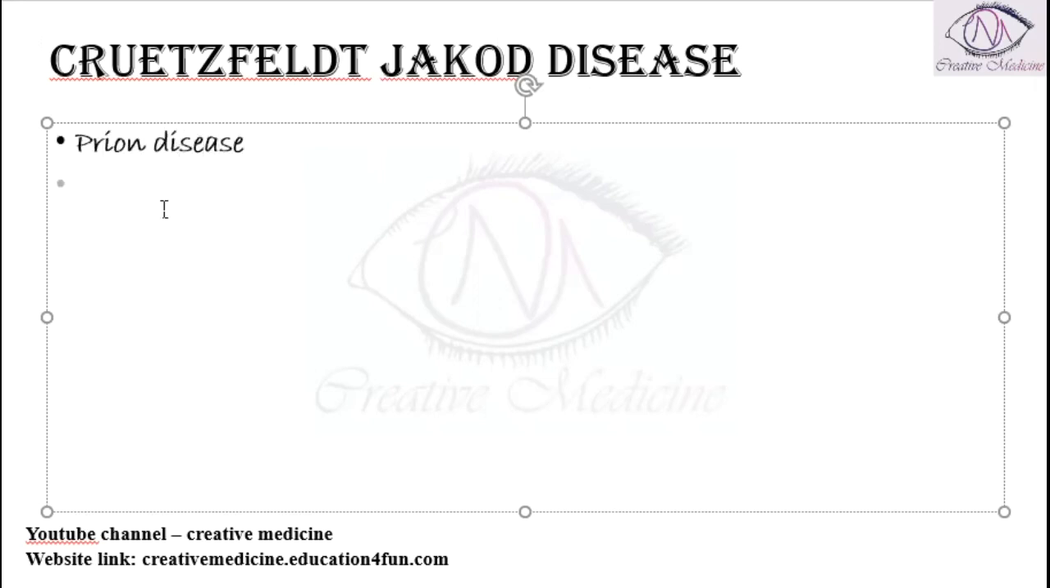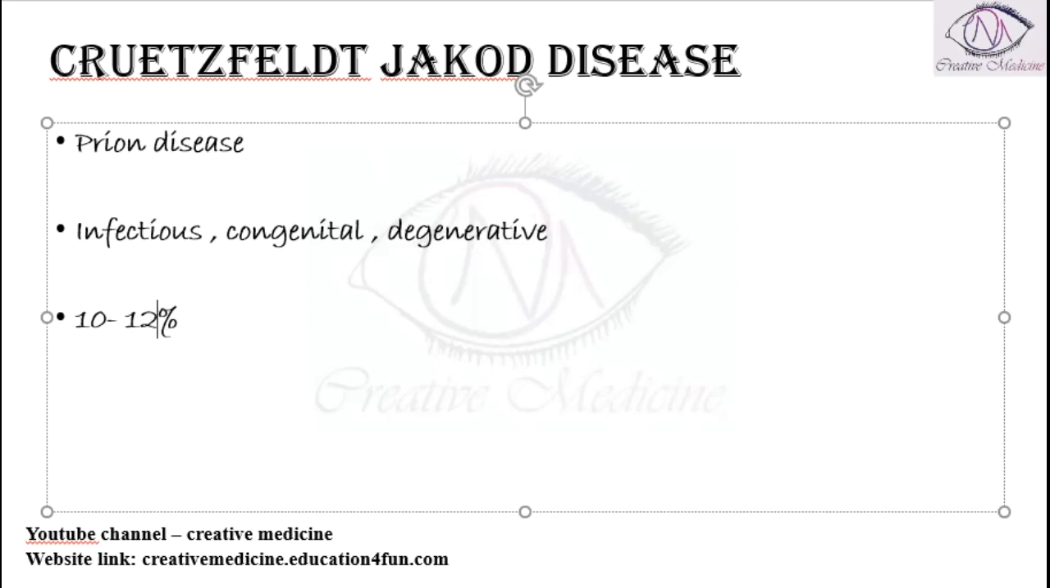Okay, this Creutzfeldt-Jakob disease can be transmitted either as an infectious agent, or it can be transmitted by congenital or by degenerative mode. Actually 10 to 12% of cases of Creutzfeldt-Jakob disease are familial cases.